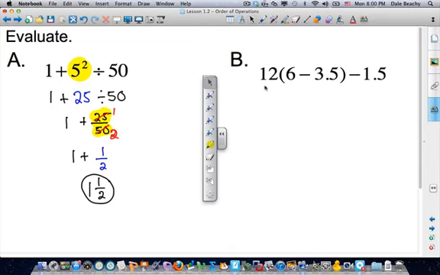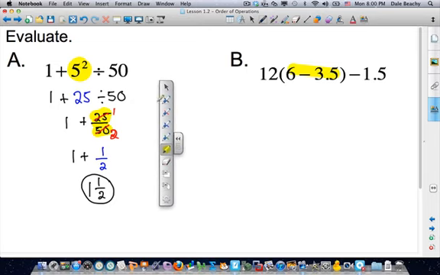Problem B. We have 12 times the quantity 6 minus 3.5, minus 1.5. So, following the order of operations, we need to start inside the parentheses. So I need to subtract 6 and 3.5. If I need to, I'm going to work off to the side, and I'm going to subtract 6 and 3.5. Doing this lets me visualize the problem, regroup as necessary. So the value that goes in here is going to be 2.5. I'm going to bring the rest of the expression down around it.